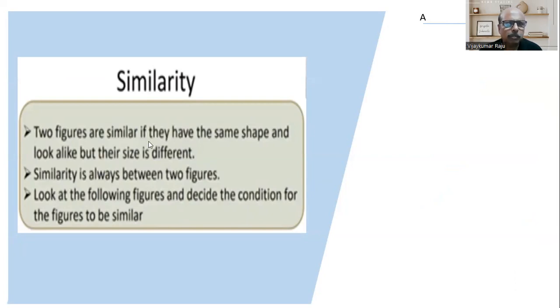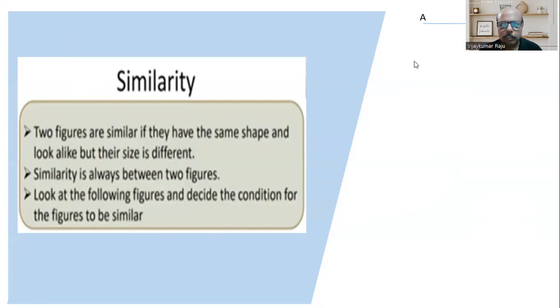Similarity means two figures are similar if they have the same shape and look alike, but their size is different. They should have the same shape. They may look alike. If they are looking alike, then we can say they are similar. Similarity is always between two figures. Again, it's a comparison. Congruency and similarity are all about comparing two figures and saying whether they are similar or congruent. Look at the following figures and decide the condition for the figures to be similar.